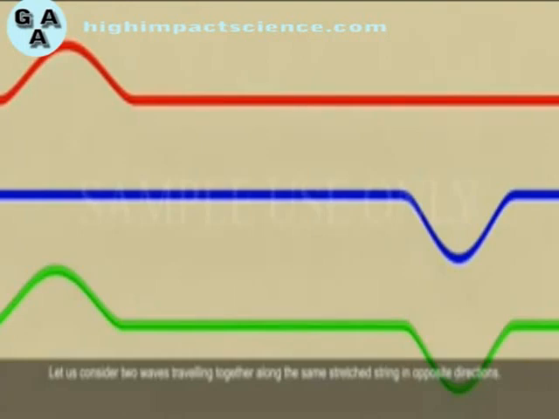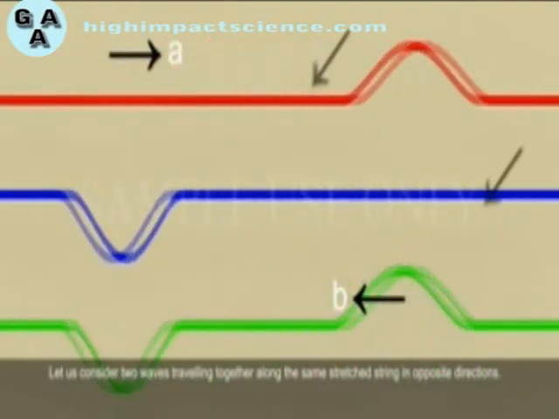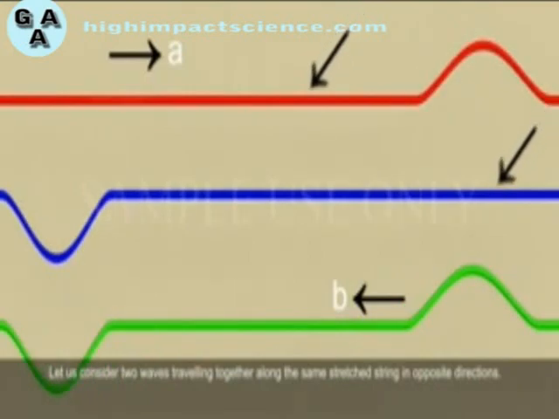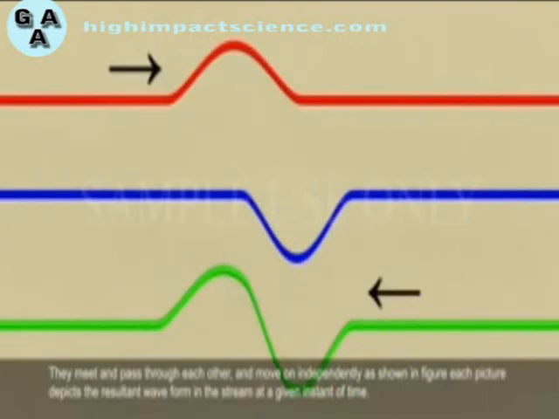For example, let us consider two waves traveling together along the same stretched string in opposite directions and pass through each other and move on independently as shown on the screen.